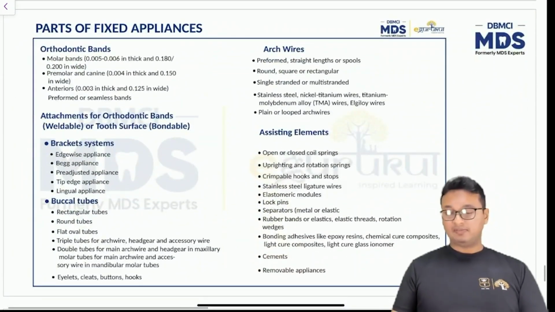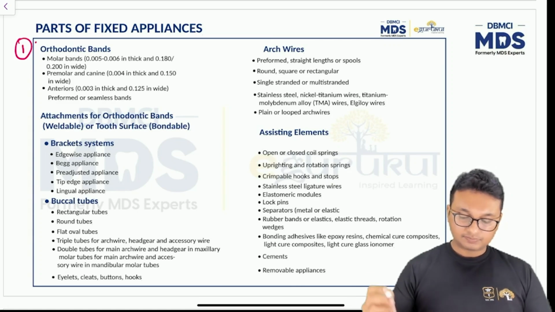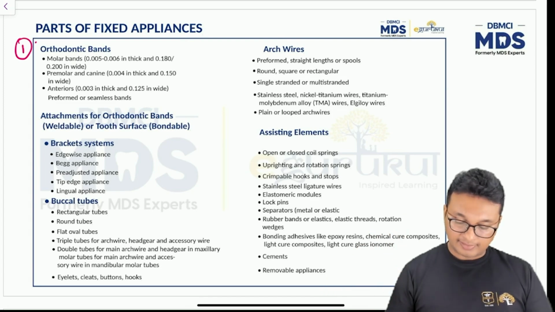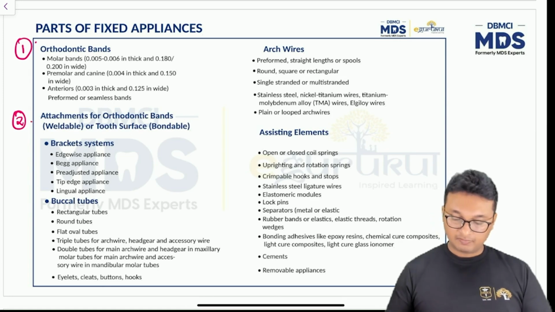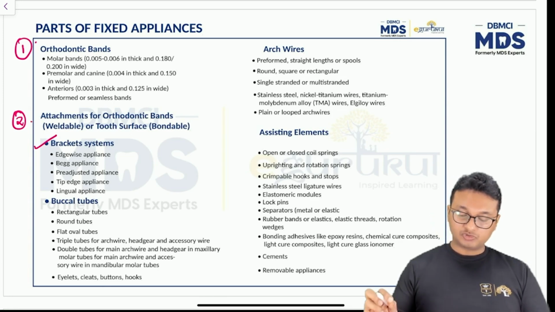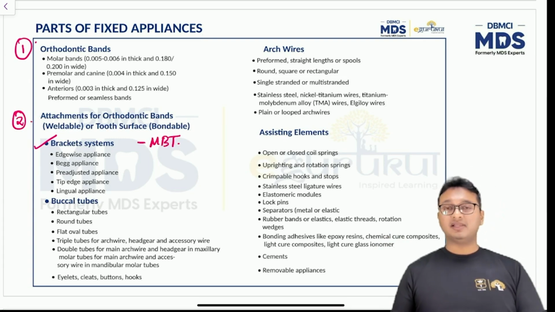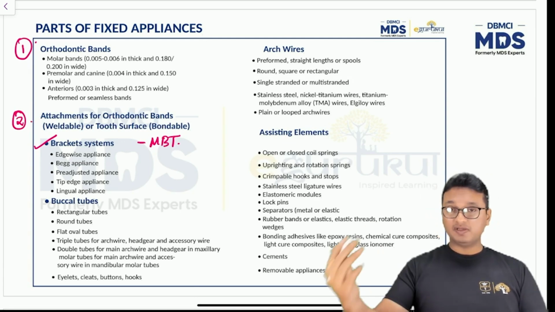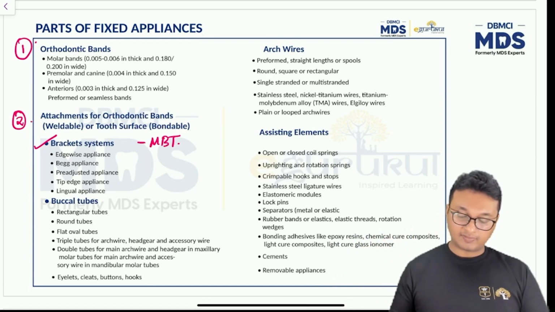Now, what are the parts of fixed appliances, just to conclude this particular chapter? So we have got orthodontic bands, which come in different thicknesses in the posterior, in the anterior region. Then attachments for orthodontic bands, where we have weldable or tooth surface which are bondable. We have bracket systems. The most commonly used brackets in today's world are MBT system. We have got other bracket systems like rod system, baked bracket system, pre-adjusted edgewise appliance, tip edge appliance, lingual appliance, Damon appliance, incognito, insignia. Many different types of appliances have come up recently.